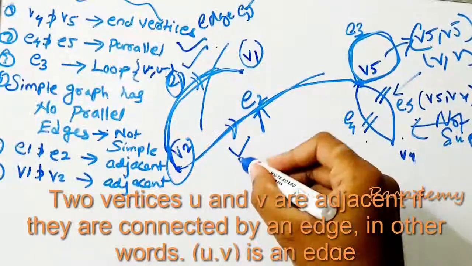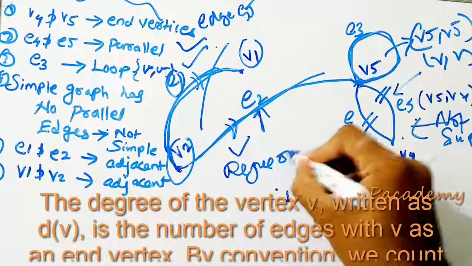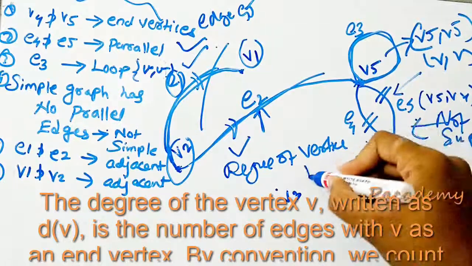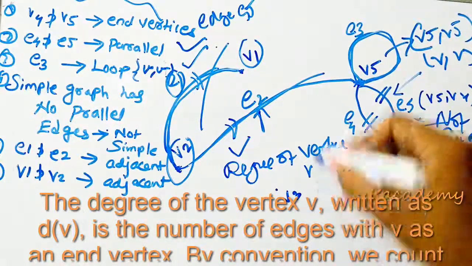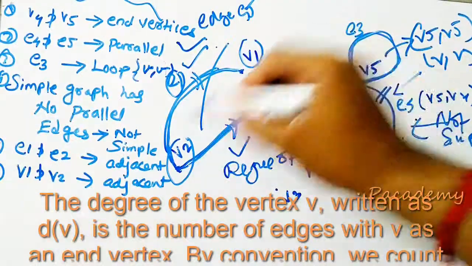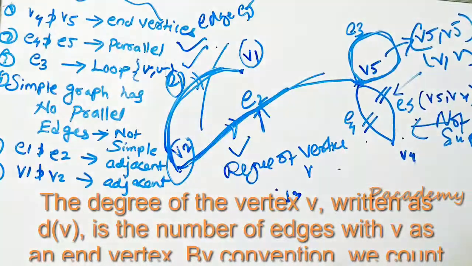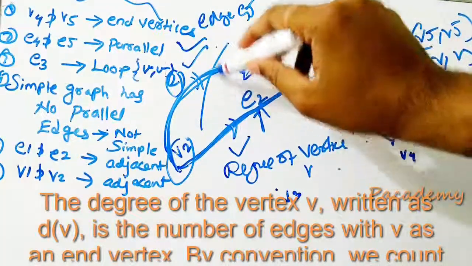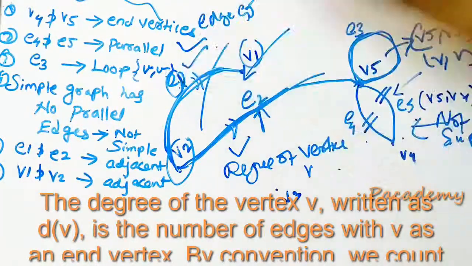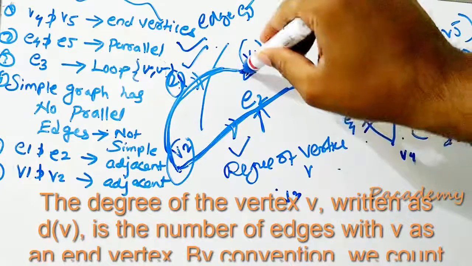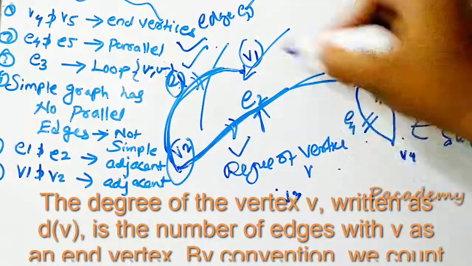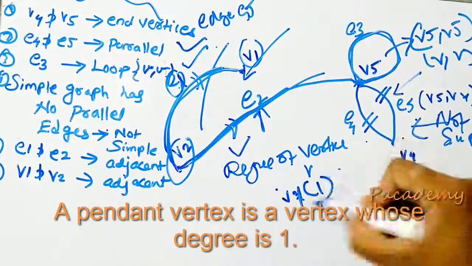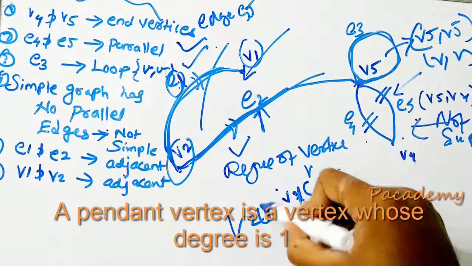Next is the degree of a vertex. The degree of a vertex is the number of edges that have that vertex as an endpoint. So if you take the case of V1, there is only one edge, E1, that has an endpoint at V1. So the degree of the vertex V1 will be 1, while the degree of the vertex V2 will be 2.